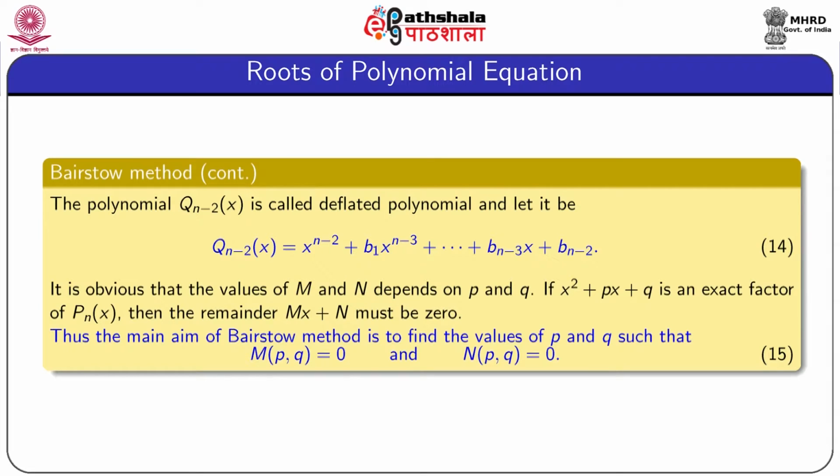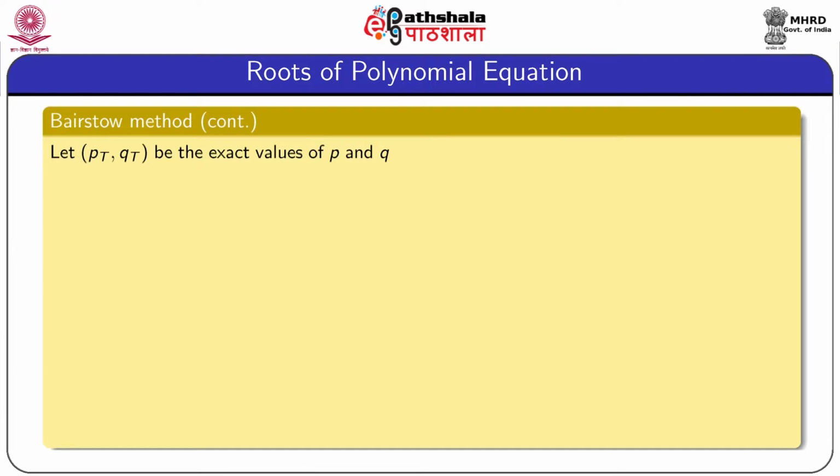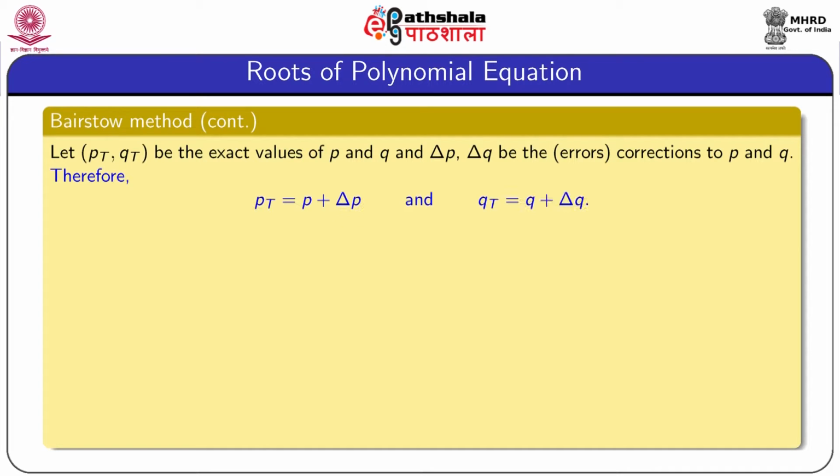Since the values of m and n depend on the values of p and q, we consider here m and n as functions of the variables p and q. Let pt and qt be the exact values of p and q, and delta p and delta q are the corrections to p and q. Therefore, pt equals p plus delta p. p is the approximate value, delta p is the correction or error, therefore the exact or true value of p is pt, which is equal to p plus delta p, and similarly qt equals q plus delta q.